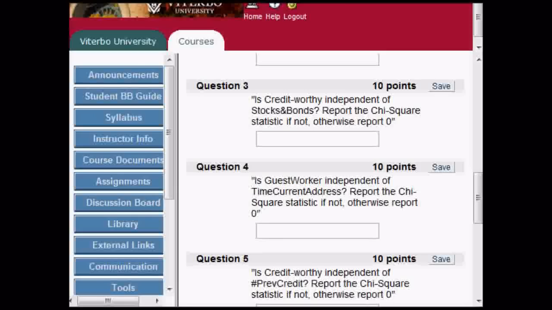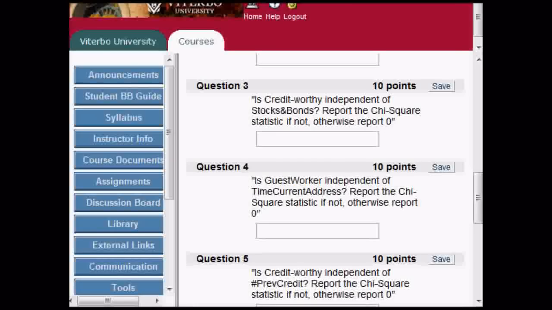And then we want to know, are these independent of each other? So is the size of your stock portfolio related to whether or not you were given a loan? If they are independent and not related, we're going to report 0. If they're not independent, we'll report the chi-square statistic. So same kind of format as homework 1.